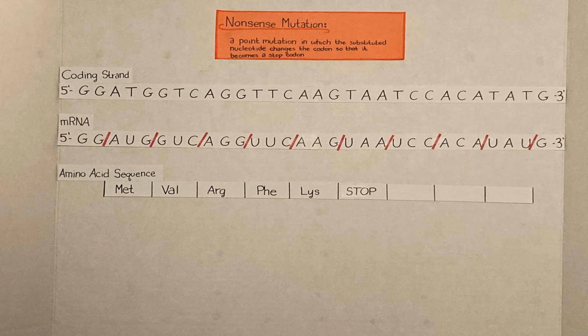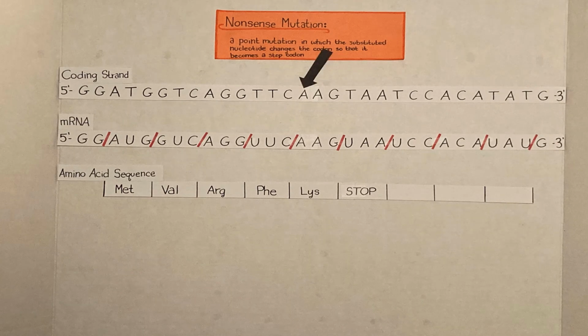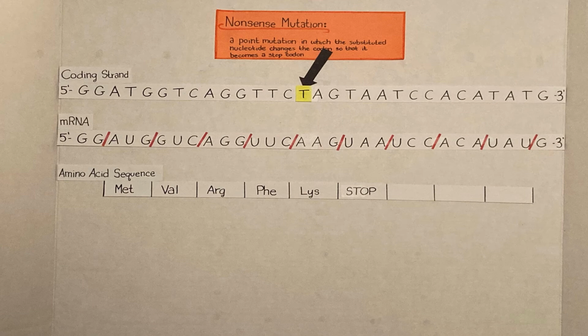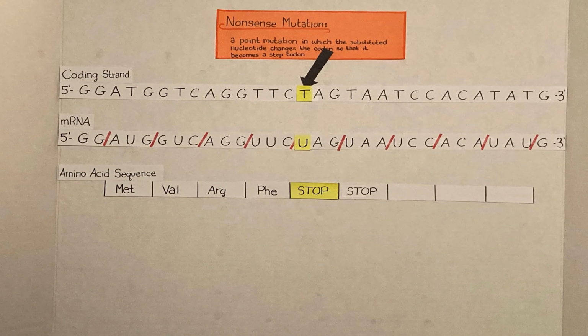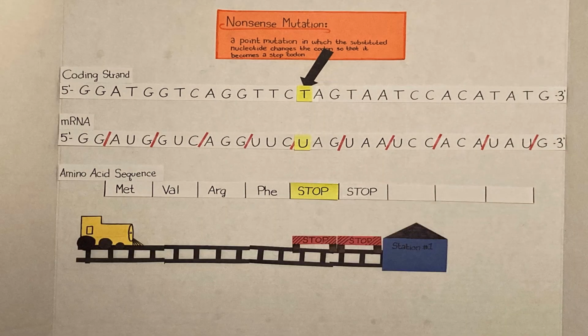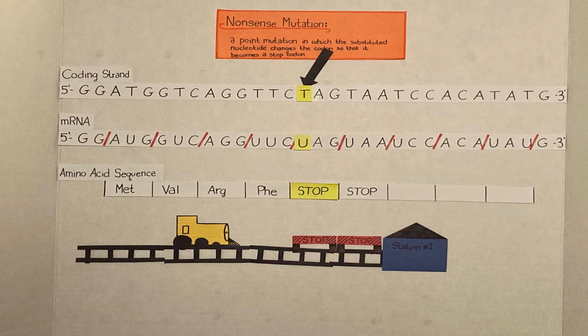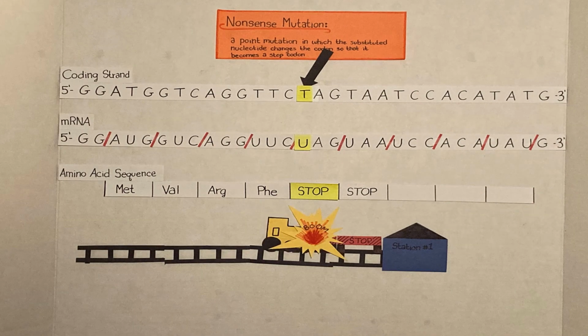The third type of point mutation is a nonsense mutation, in which the substituted nucleotide changes the codon so that it becomes a stop codon. So if we had a mutation here, and a transversion occurred replacing an adenine with a thymine, the mutation again would trickle down through transcription, changing our fifth codon. And this time, lysine is replaced by a premature stop codon, so that when the train moves along the track, the protein is cut short, or the train does not have enough time to slow down, and the functionality of the protein is damaged.